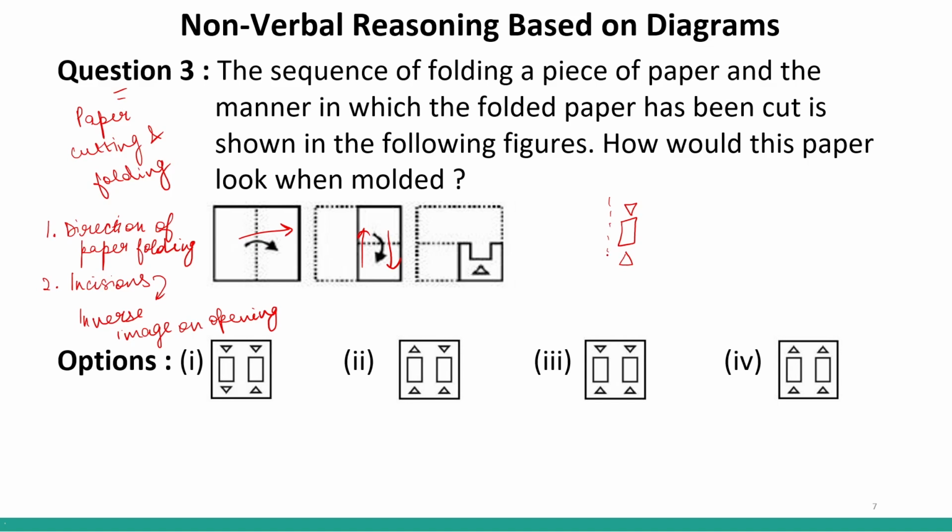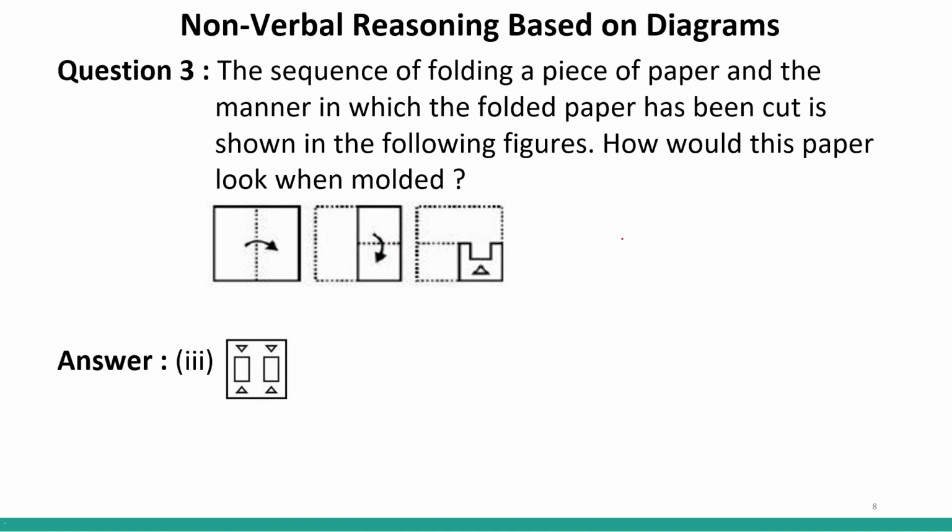This is a dotted line because this is still folded upon this line. Clear? Now if I open my paper, I'll get an inverse image. So this I'll get over here, this I'll get over here, and this I'll get over here. So my image will look certainly like this. And this is given in option number 3. So option number 3 will be your correct answer to this question. So the placement of the triangle, the direction of the triangle is very important, as well as the placement of the rectangle. Okay, this is the solution.